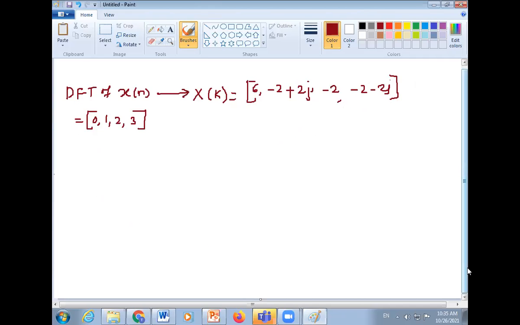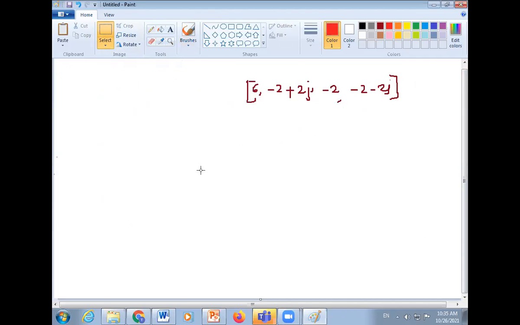Now, let us solve it for the IDFT. Next part is, just note down the question. Find IDFT of the sequence. Just note down this sequence. Find IDFT of the sequence.